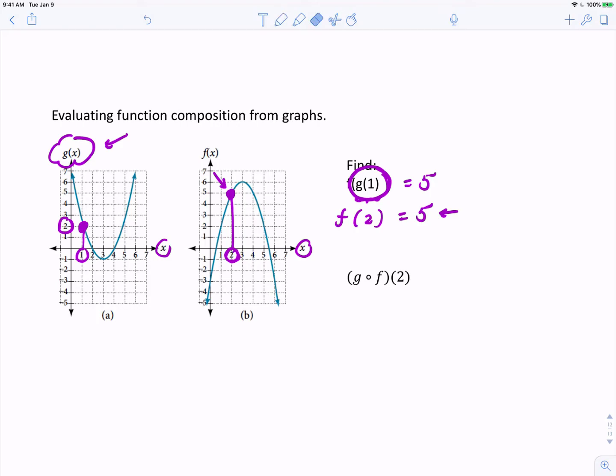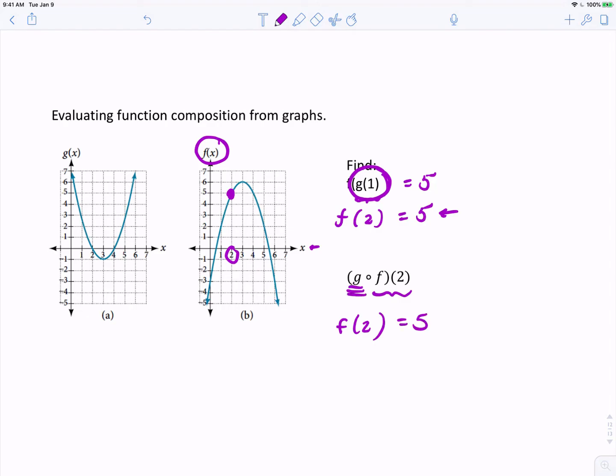Let's try that again for another similar problem. So in this next problem, notice that we're using the dot notation, and in the dot notation, the function closest to our input value is f. So we're going to start by finding f of 2. On function f, we go to the x variable where x is equal to 2, and we find out that f of 2 is 5.